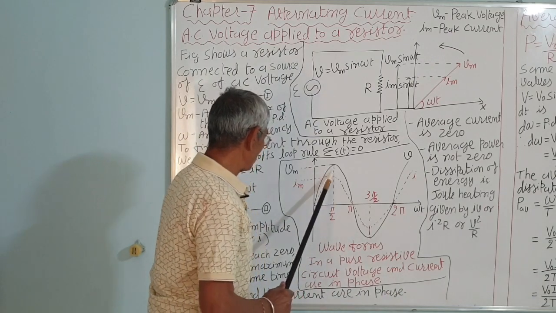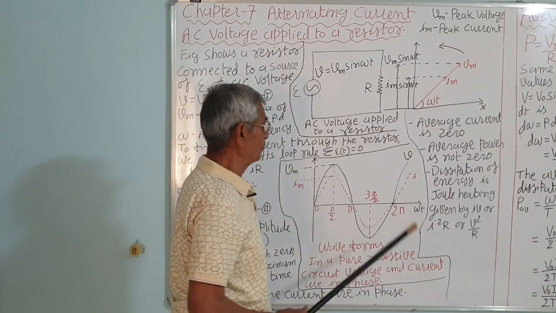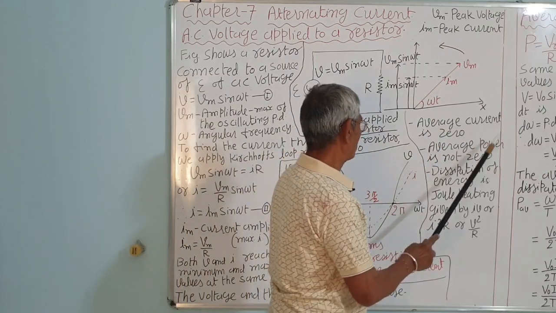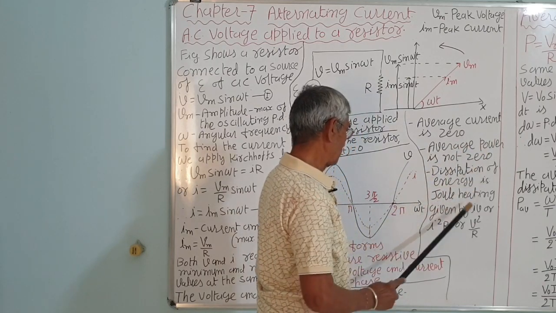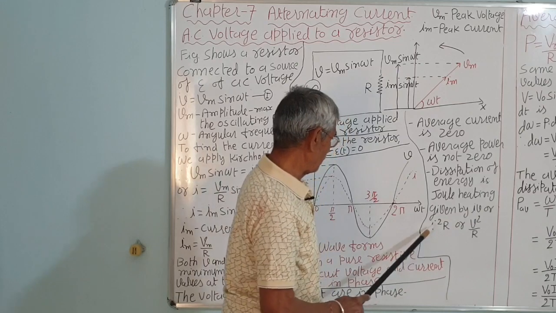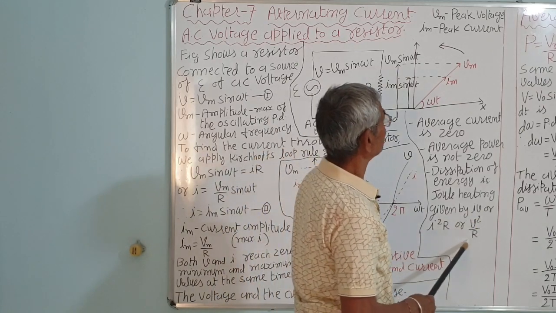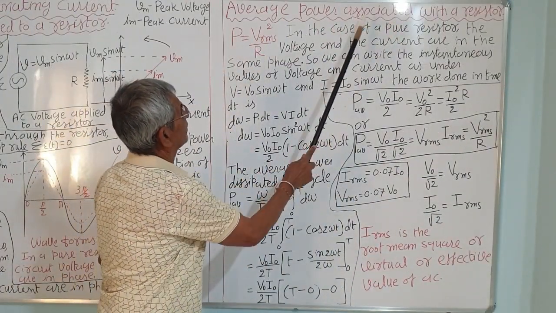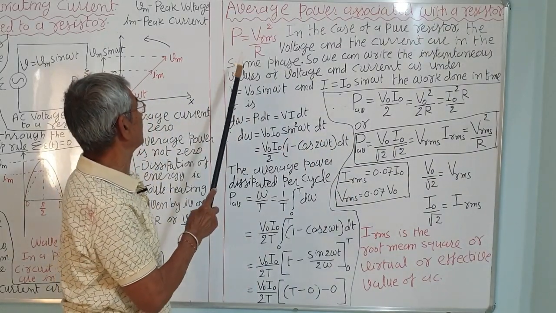But the average current and voltage is 0. So we use the RMS value, that we will see later. So average power is not 0. There is a dissipation of energy, that is Joule heating, given by the equation we know, I square R or V square upon R. Let us see the average power associated with a resistor. We are talking about a purely resistive circuit.